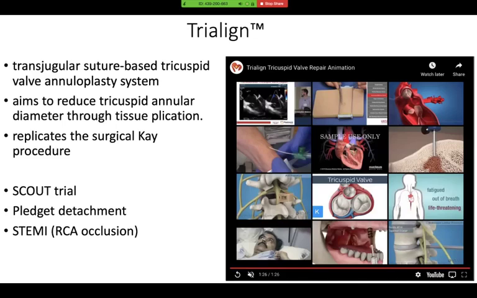trial evaluating the benefits of the Tri-Align device, and the success rate has been pretty good. But the complications associated with it are that the pledgets can get detached from the tricuspid valve, and it can also occlude the right coronary artery, leading to STEMI. Those are the few complications that the SCOUT trial has discovered with the Tri-Align device.